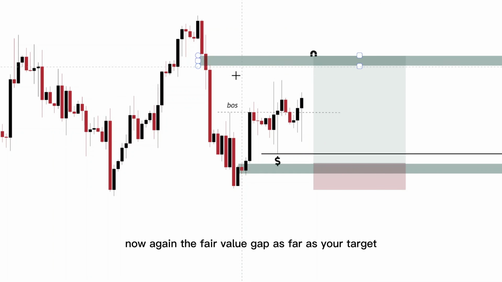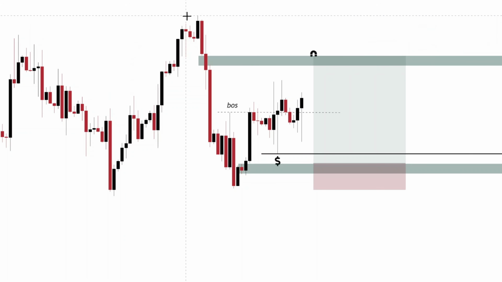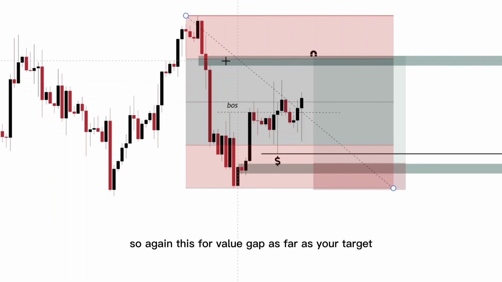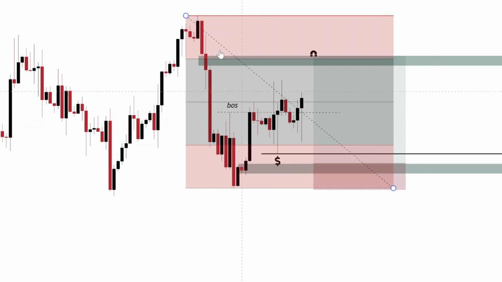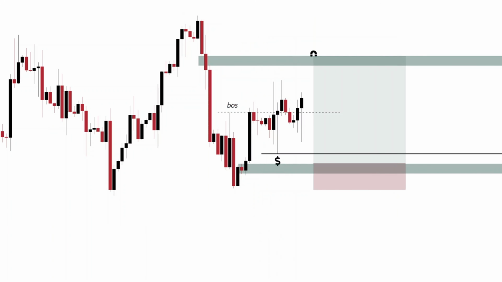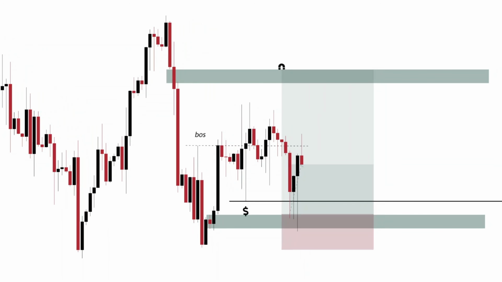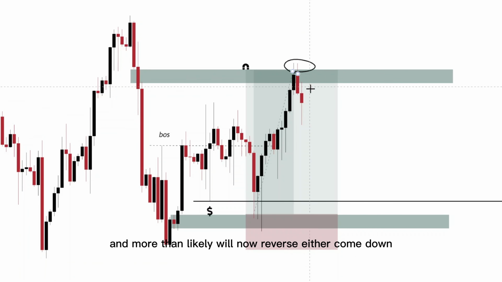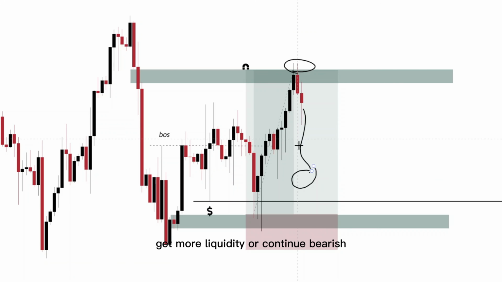Now again, the fair value gap as far as your target always has to be on the other end of the extreme. So again, this fair value gap as far as your target, it overlaps with your extreme. Price closes the gap, and more than likely will now reverse, either come down, get more liquidity, or continue bearish.